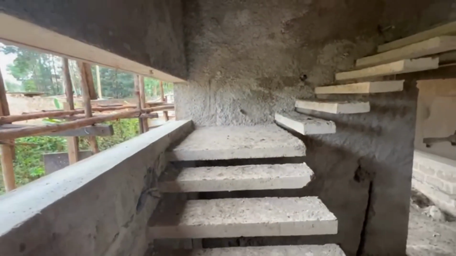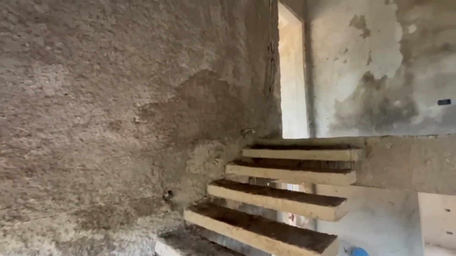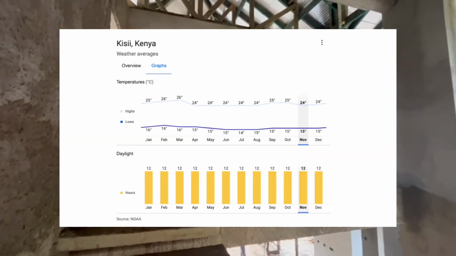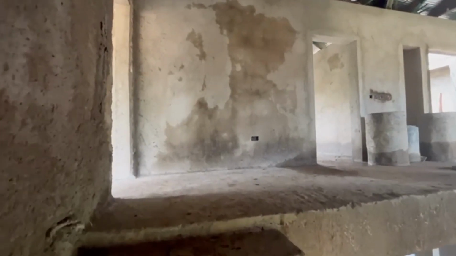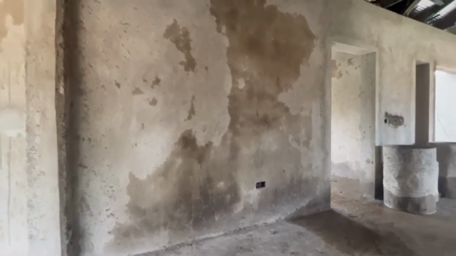Now, for my project in Kisii, I wasn't going to use any insulation. The temperature year-round in Kisii is pretty consistent between a high of 24 degrees Celsius and a low of about 15 degrees Celsius. And for those people in the Western Hemisphere, that is a high of 77 degrees Fahrenheit and a low of 59 degrees Fahrenheit.